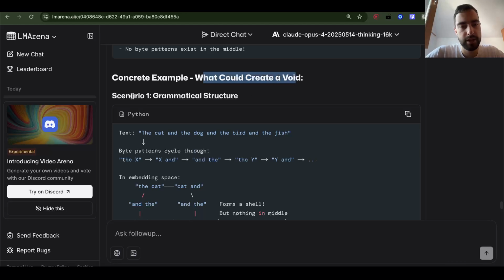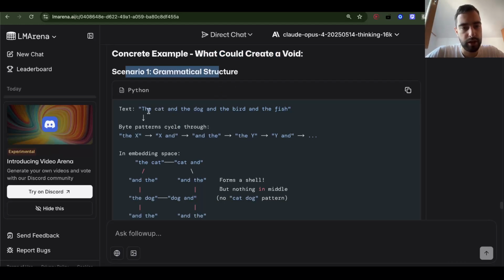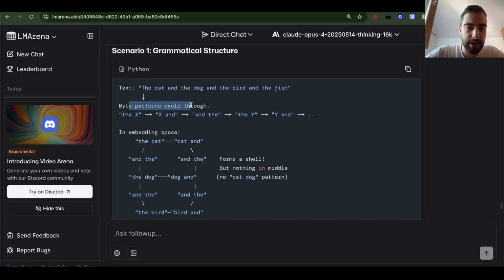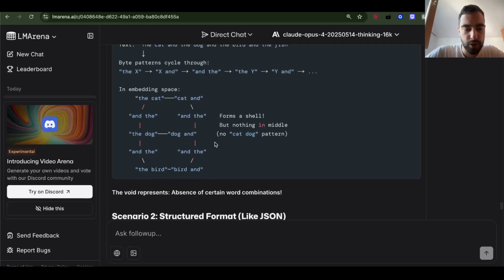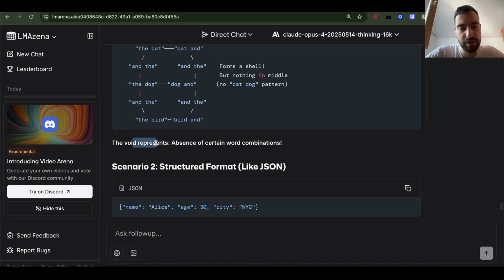What would create a void? Scenario 1, grammatical structure. So we have text, the cat and the dog and the bird and the fish. Byte patterns cycle through, so we have 5 bytes: the x, x and the y, y and, so this cycle. In embedding space, they can connect to each other, as they are similar, so the cat, cat and the. So they form a shell around, but there is no connection between cat and dog, for example. So the dog, dog and, so this is one void, this is the other void, but there is no connection between these opposite ones. The void represents absence of certain word combinations in this scenario 1.